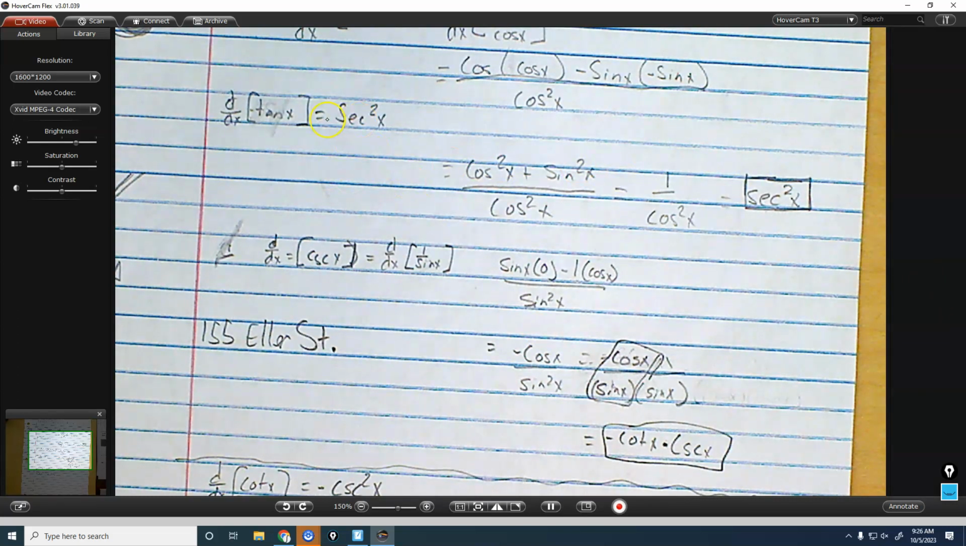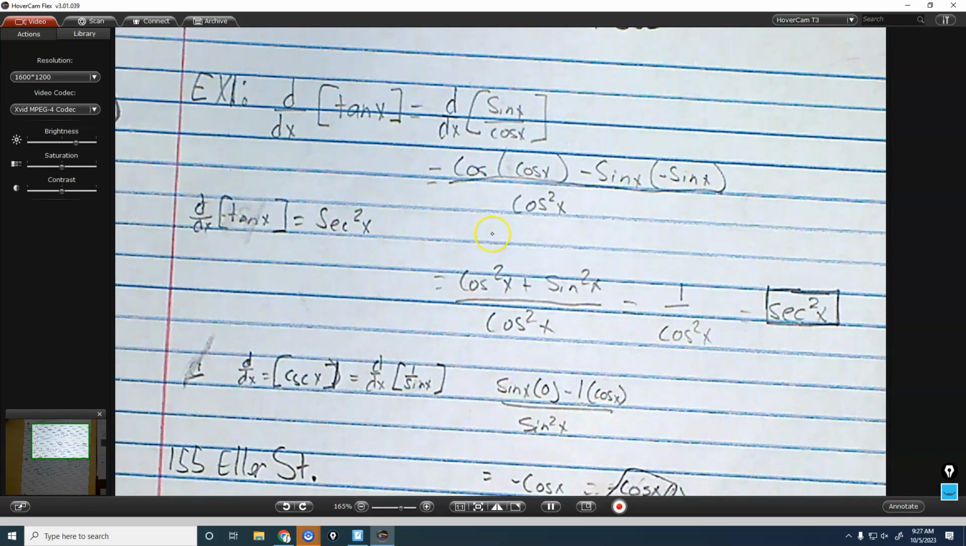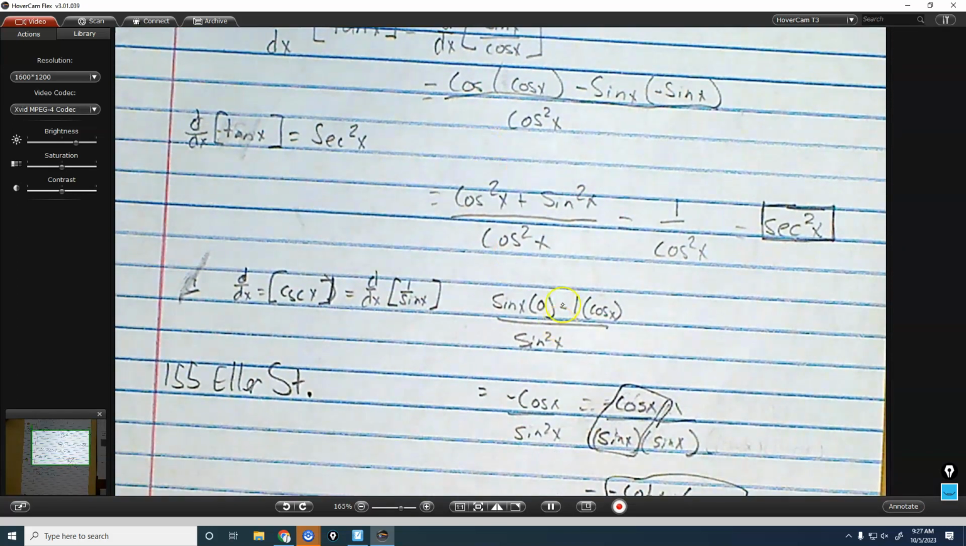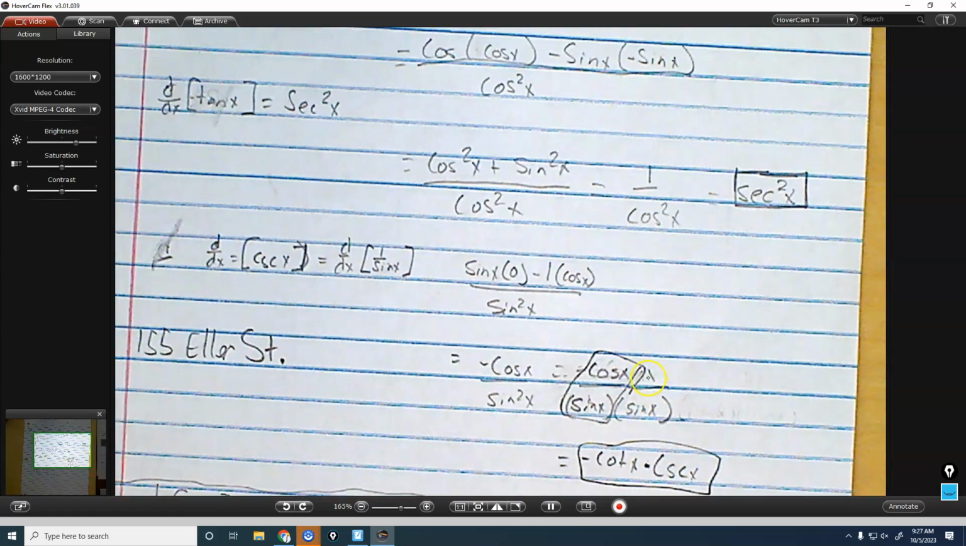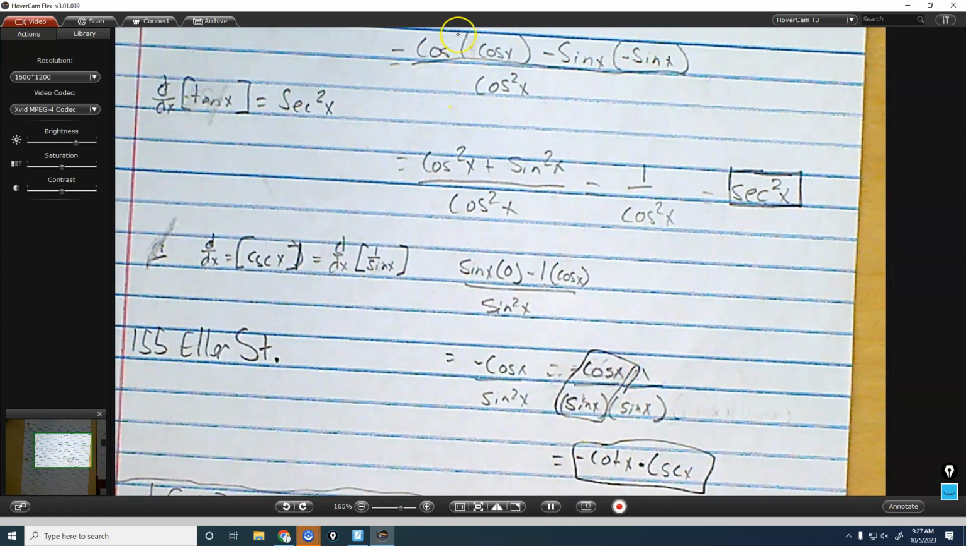All right. Secant. Let's see. Wait a second. That one. Let's see. Where are we at? It's up. You were there. Where is it? Right there. This one? Yeah.